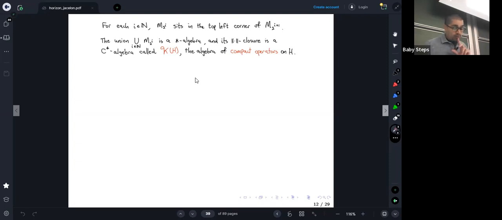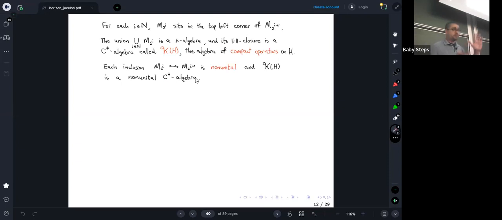One thing to note, though, about the compact operators is that whenever we view one of these M_{2^i} sitting inside M_{2^{i+1}}, it's a non-unital inclusion. So the 2x2 identity matrix does not get sent to the 4x4 identity matrix. It gets sent to 1, 1, 0, 0. We have a bunch of non-unital inclusions, and the algebra we get at the end of the day when we take this union and the closure is a non-unital C-star algebra.